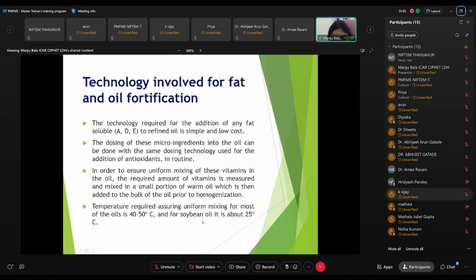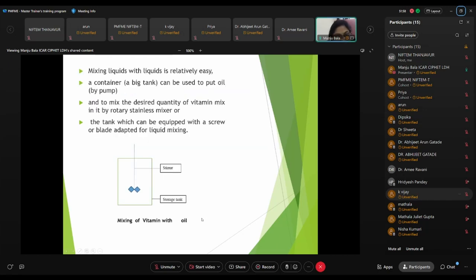And for soybean oil, it is about 25 degrees centigrade. Mixing liquid with liquid is relatively very easy. A container or a big tank can be used to put oil by pump and to mix the desired quantity of vitamin. Pre-mixes are nowadays available from the market. You can take the vitamin mix and mix it in oil, and then by rotary stainless mixer or the tank, which can be equipped with a skewer blade adapted for liquid mixing.